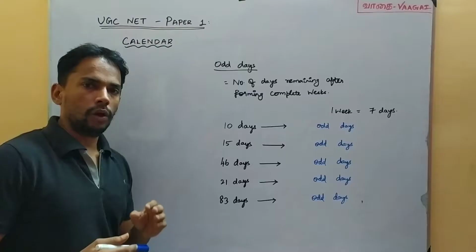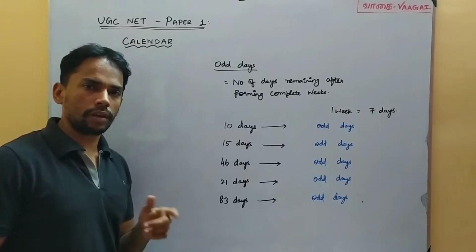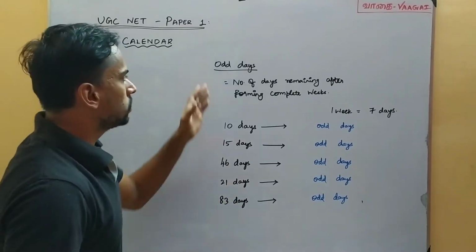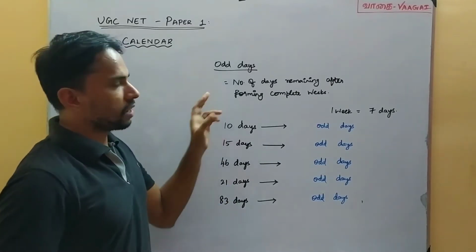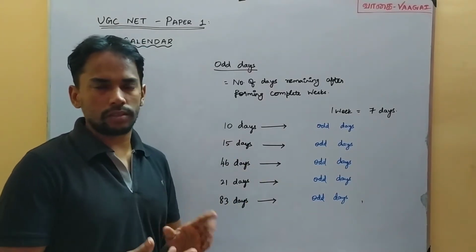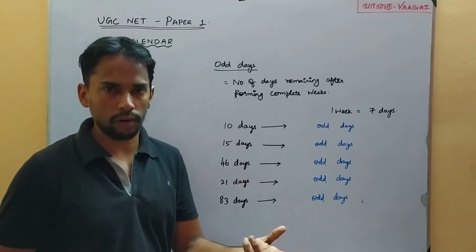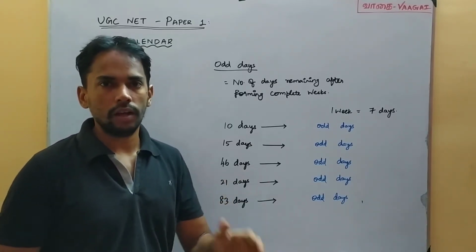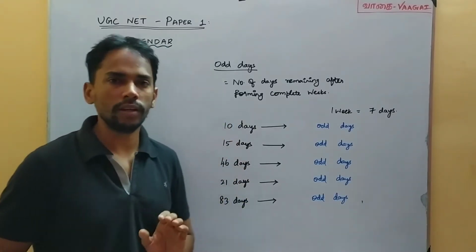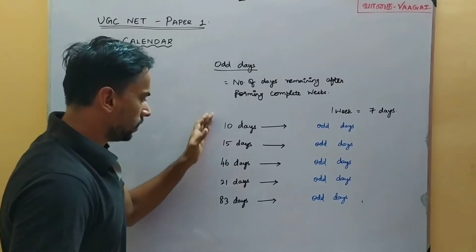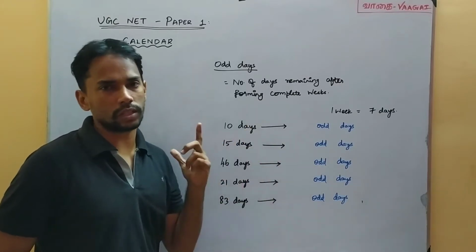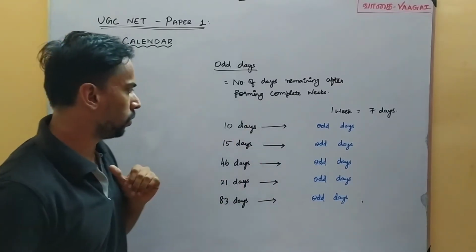Now, what do we mean by odd days, or how can we calculate the number of odd days? The concept of odd days is very simple. If we have a collection of days, then after forming some complete weeks, how many days do we have left over? That remaining number of days is what we call odd days. For example, we'll take these numbers and try to find out how many odd days we can form using these number of days.